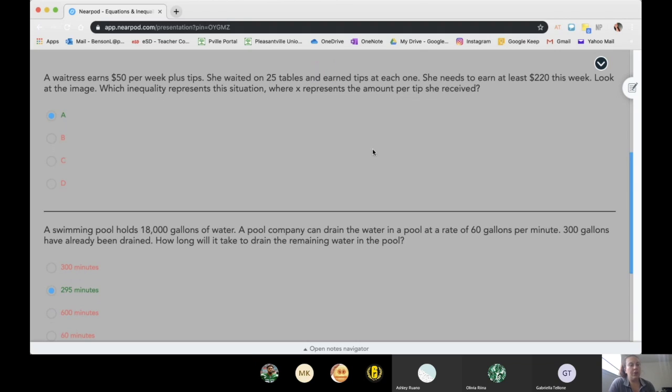So for the first question, it says a waitress earns $50 per week plus tips. She waited on 25 tables and earned tips at each one. She needs to earn at least $220 this week. Look at the image. Okay, the image is not there, unfortunately, but I think I remember what the answer said. Which inequality represents? Sorry, I accidentally X'd out.